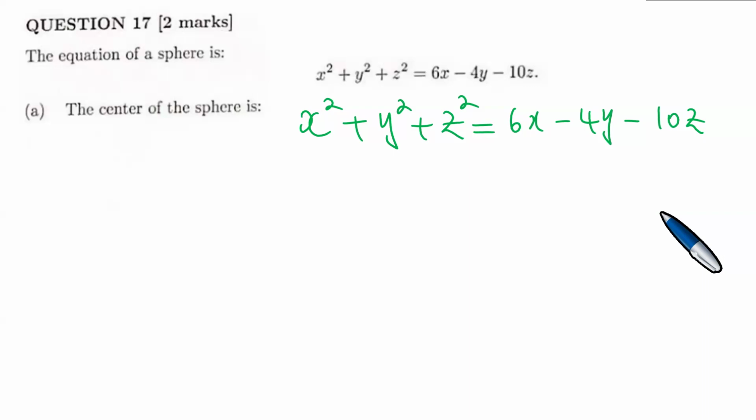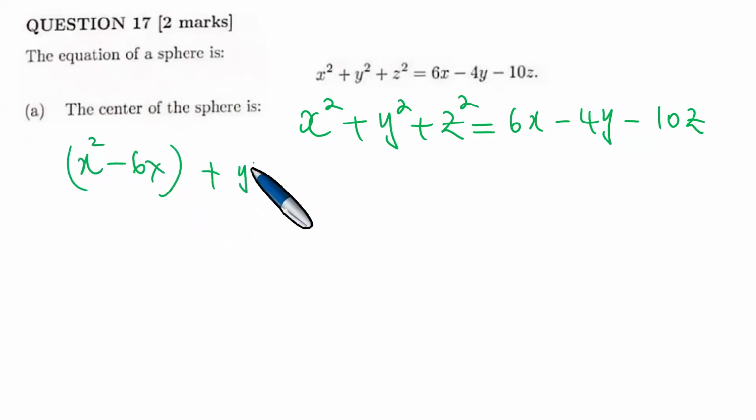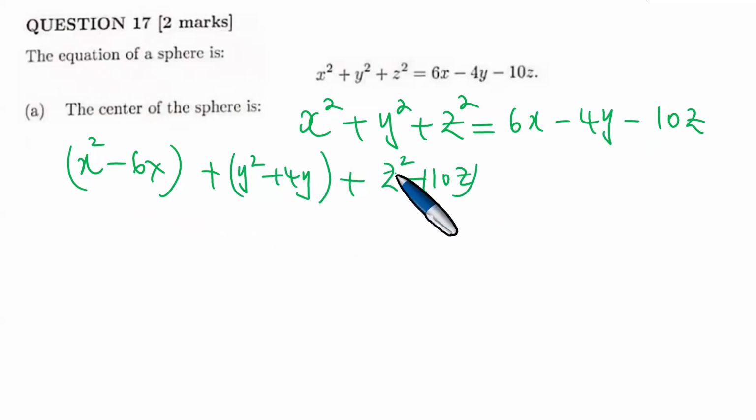I got the answer to be 6, minus 4, and plus 10. Okay, that's fine. So now, first and foremost, we must do some grouping, like x squared minus 6x. So we put the x's together. And then with y squared plus 4y, you move this minus 4y to the other side, it becomes positive. Z squared plus 10z equals zero. We have moved all the other terms there.